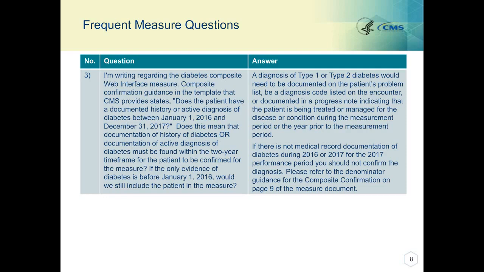And the answer for this question is a diagnosis of type 1 or type 2 diabetes would need to be documented on the patient's problem list, be a diagnosis code listed on the encounter, or documented in a progress note indicating that the patient is being treated or managed for the disease or condition during the measurement period or the year prior to the measurement period. If there is not medical record documentation of diabetes during 2016 or 2017 for the 2017 performance period, you should not confirm the diagnosis. Please refer to the denominator guidance for the composite confirmation on page 9 of the measure document. Next slide, please.